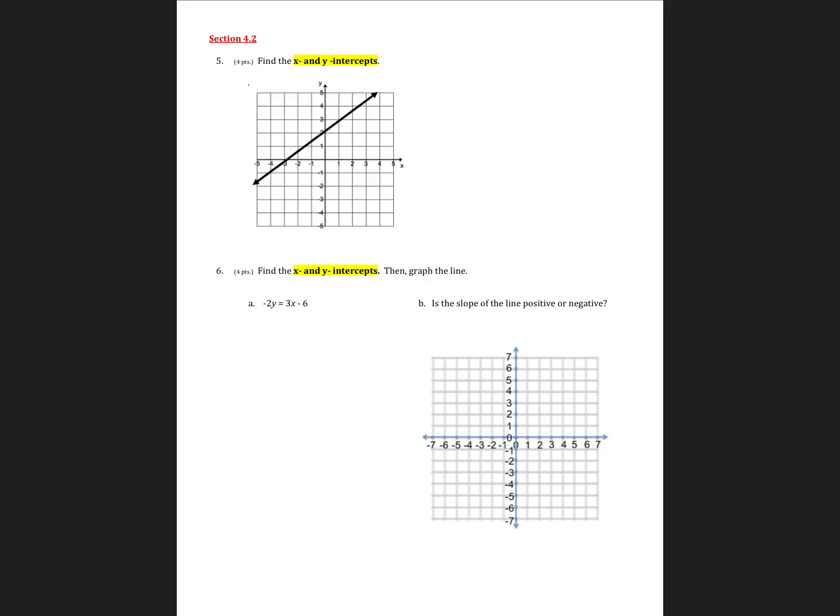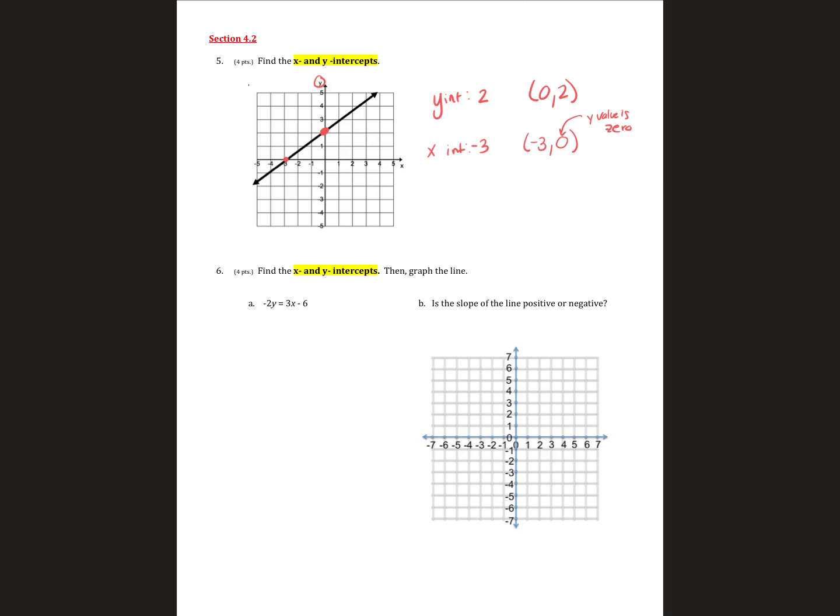Okay, looking at question 5, to find the x and y intercepts, we're looking for where it hits the y-axis. Here's your y-axis, it's hitting at 2. So the y-intercept is 2, or in ordered pair form, it would be 0, 2. Notice that the x is 0 when you have a y-intercept. And for the x-intercept, it's intercepting at -3 as an ordered pair. That would be -3, 0. Again, notice that for the x-intercept, the y value is 0. That's important for the next type of problem.